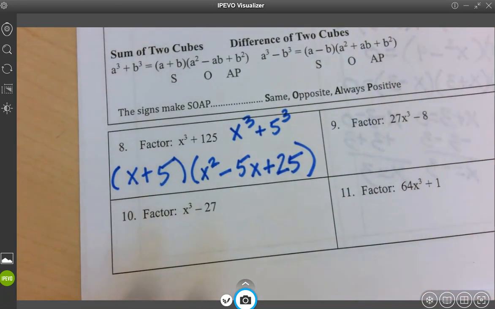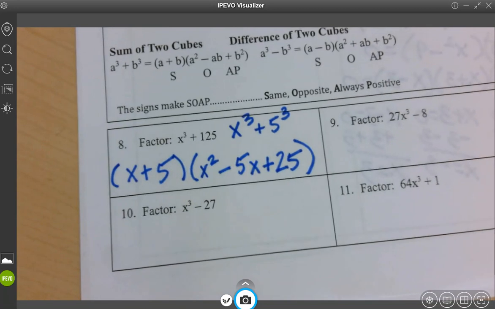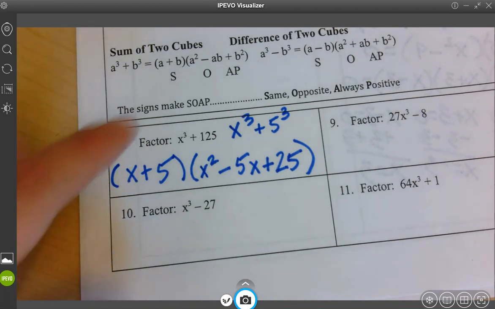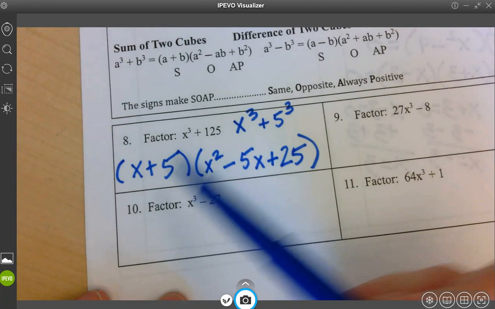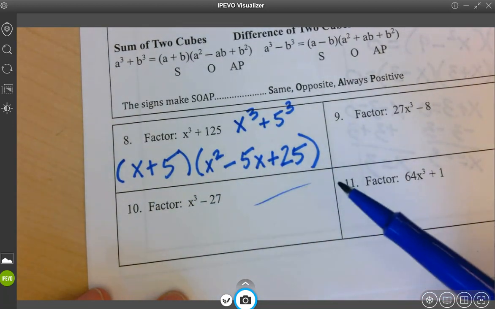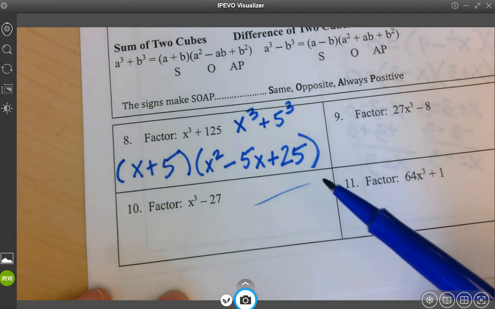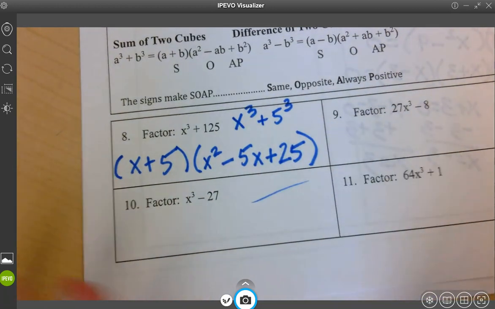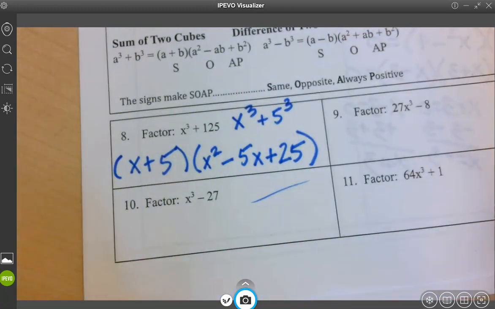All right. So the reason for factoring is because if you factor, then you're able to solve. I don't have to solve because it just says factor. But I could solve this one by setting it equal to 0. This one here, I can't factor it further, so I would have to use the quadratic formula to solve this one. But good news, I don't have to because it just says factor.